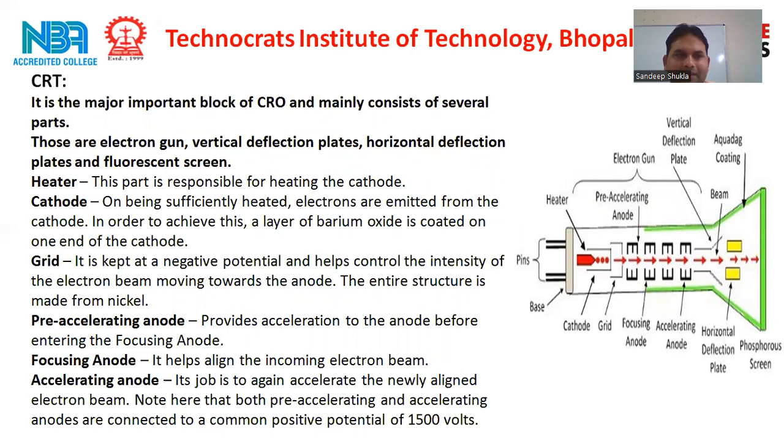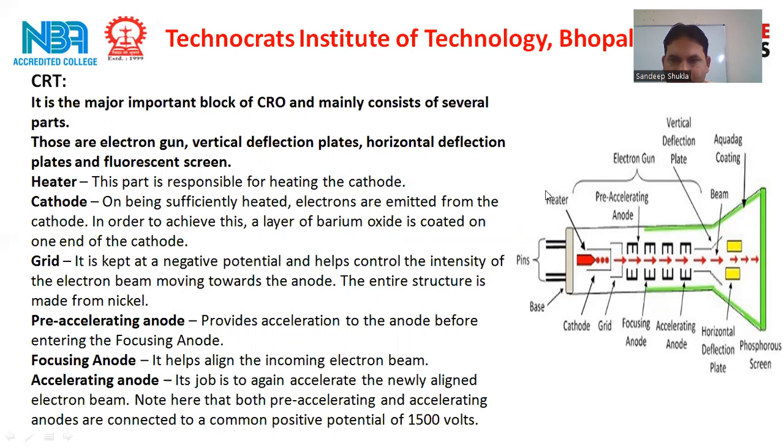So this is the CRT. CRT is the main part of the CRO. It is the most important part of the CRO and mainly consists of several parts like the electron gun, vertical deflection plates, horizontal deflection plates, and fluorescent screen. You can see in this figure the complete figure of the CRT, the cathode ray tube.